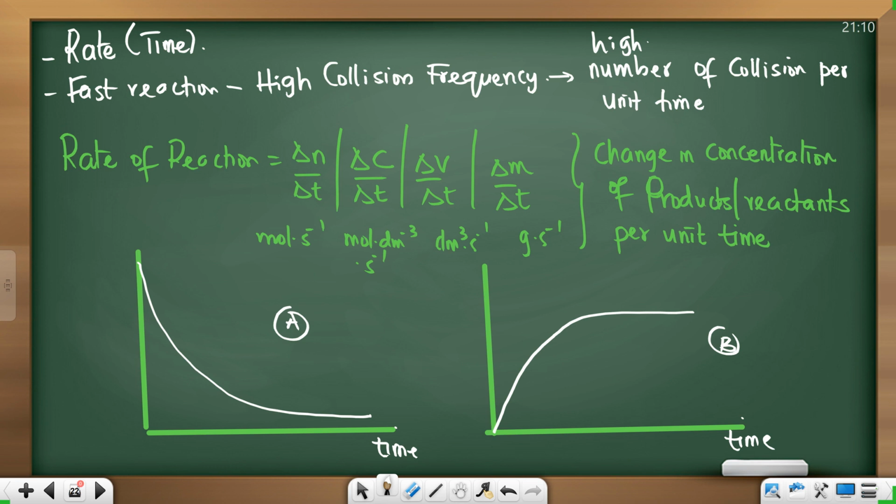A talks about reactants because we are using them. So it is decreasing. It's a decreasing function. While B talks about products we are forming. So this is a reactant graph, and this is a product graph. I hope it makes sense. Because here we are forming, and here we are using reactants.